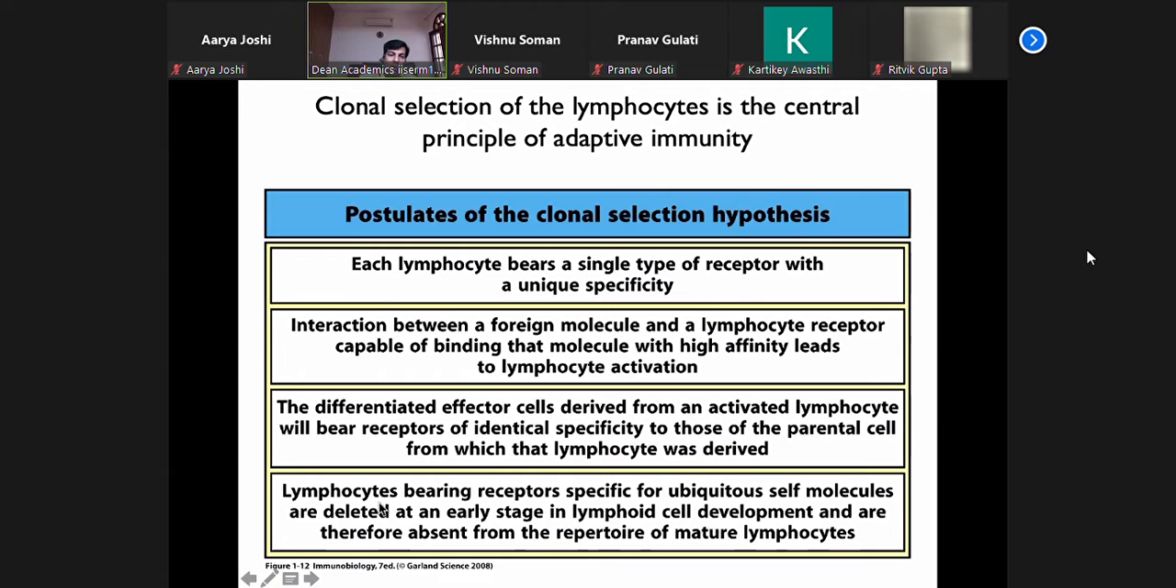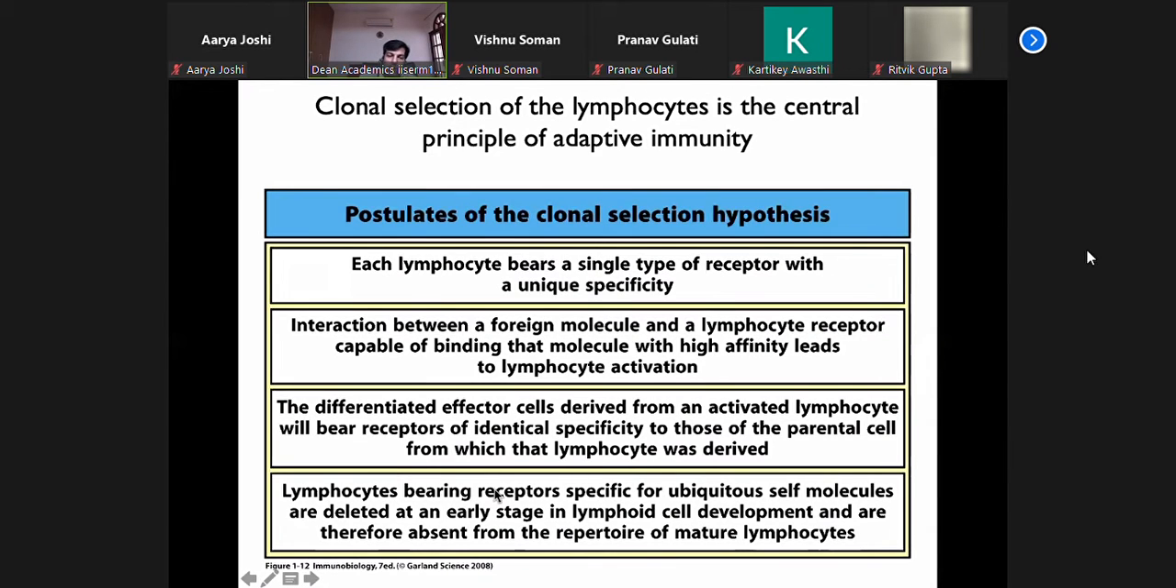Okay, now lymphocytes bearing receptors specific for ubiquitous self molecules are deleted, so they are not actually present in the periphery. They are deleted at an early stage in lymphoid organs during their development process, and we did say that these developmental processes take place at different sites for T cells and B cells. For T cells, these occur in the thymus, and for B cells, they occur in the bone marrow.